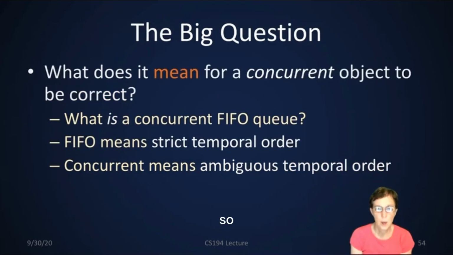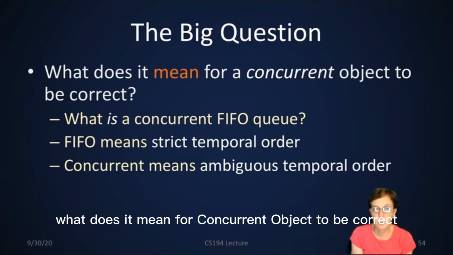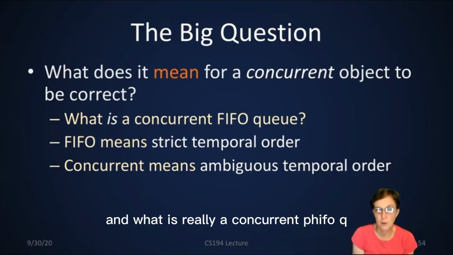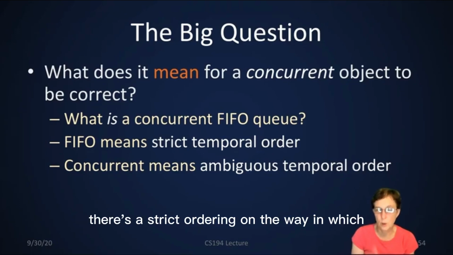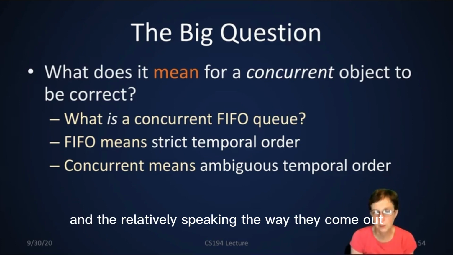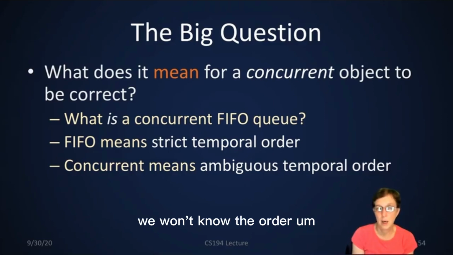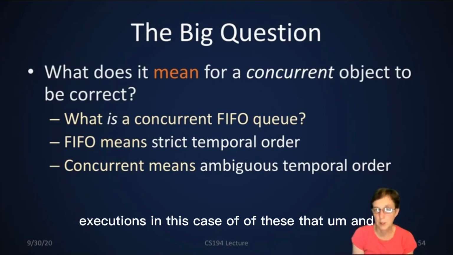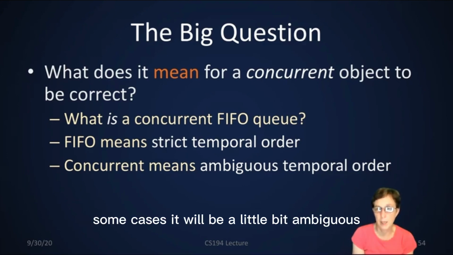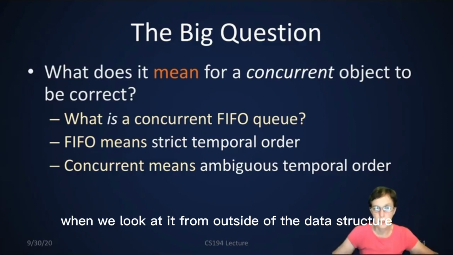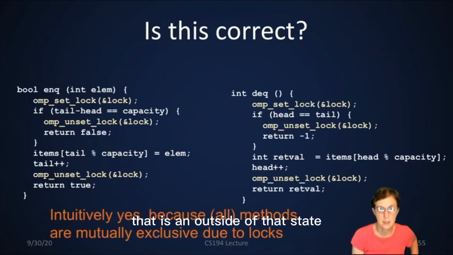Okay, so what does it mean for a concurrent object to be correct? Well, what is really a concurrent FIFO queue? FIFO means that there's a strict ordering on the way in which things are put in and, relatively speaking, the way they come out. And concurrent means that sometimes we won't know the order in which things are put in or taken out. So there may be many possible executions, and in some cases it will be a little bit ambiguous as to which element has actually made it in the queue when we look at it from outside of the data structure, that is, and outside of that state.